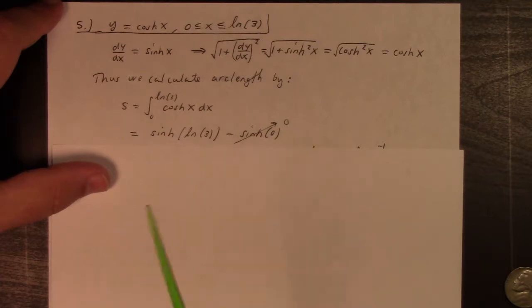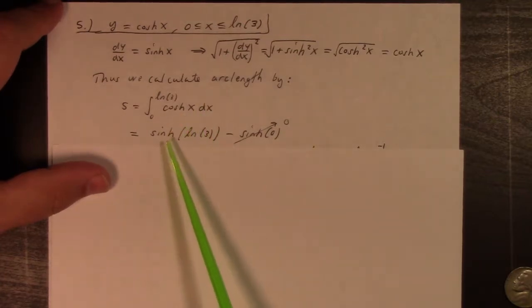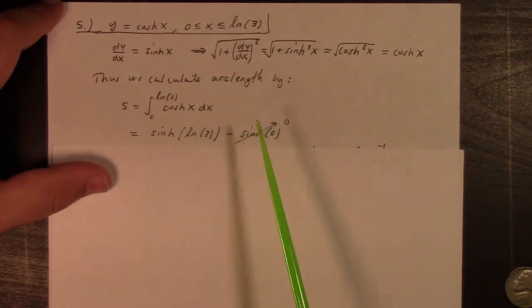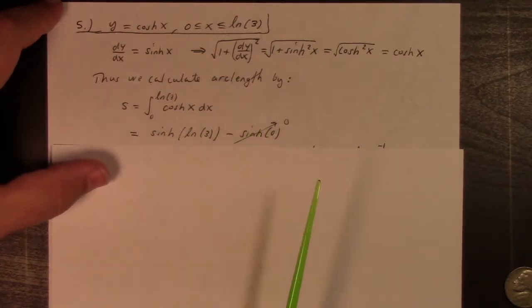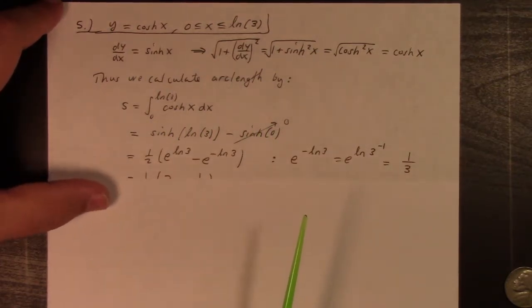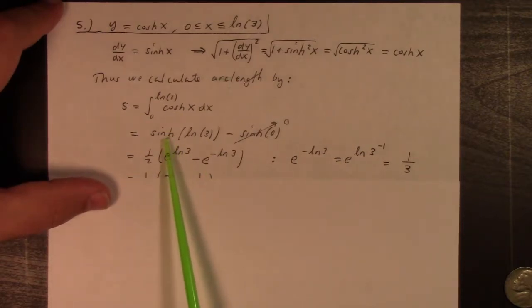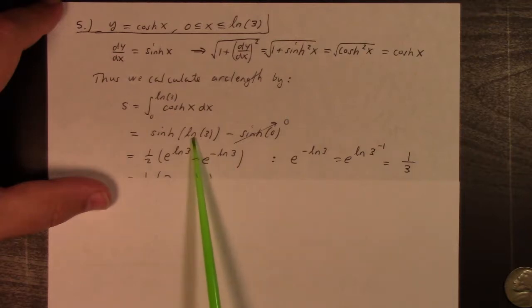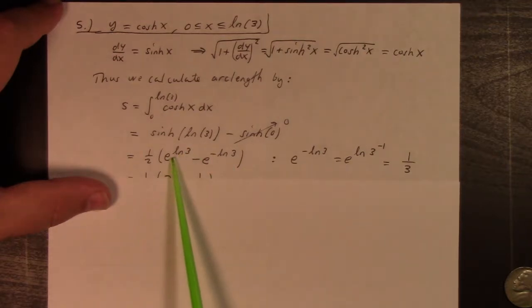And so the integral of cosh is sinh, so we got sinh of the log of 3 minus sinh of 0. Sinh of 0 is 0. Sinh of log 3, though, we can simplify a bit. The definition of hyperbolic sine is 1/2 (e to the x minus e to the minus x). So if I plug in x equals log 3, I get this.